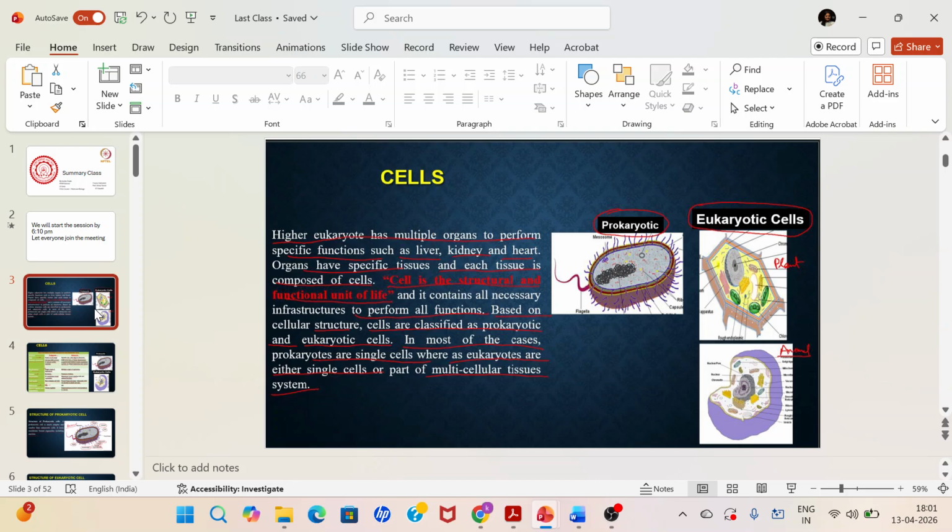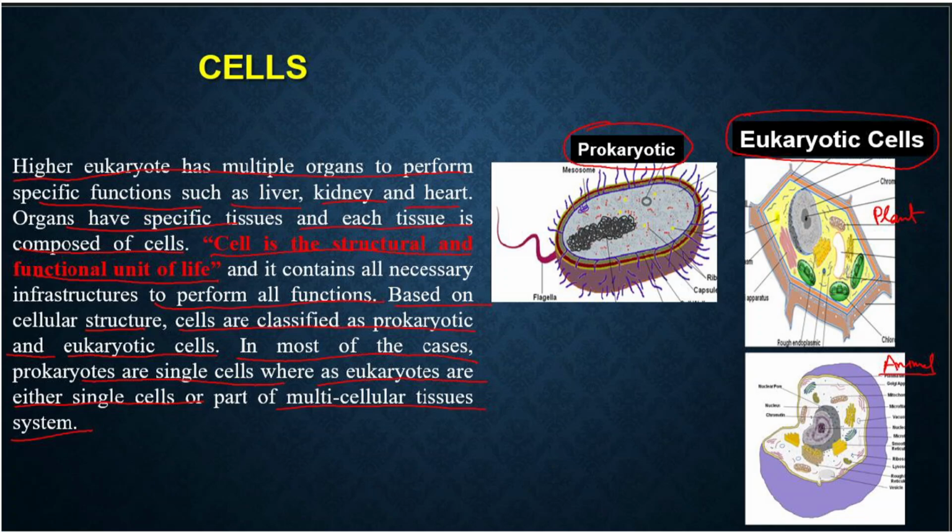A cell in higher eukaryotes has multiple organs to perform specific functions such as liver, kidney, and heart. Organs have specific tissues, and each tissue is composed of cells. So the cell is basically the basic unit of life. The cell is the structural and functional unit of life, and it contains all the necessary infrastructure to perform all the functions based on the cellular structure.